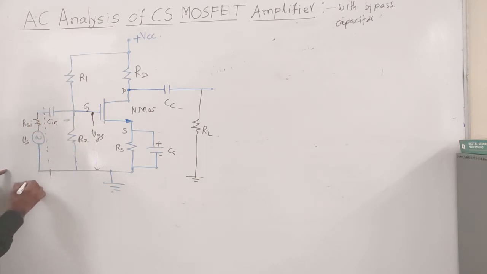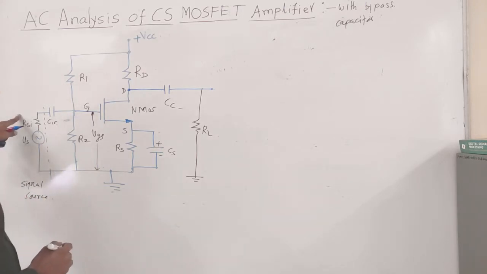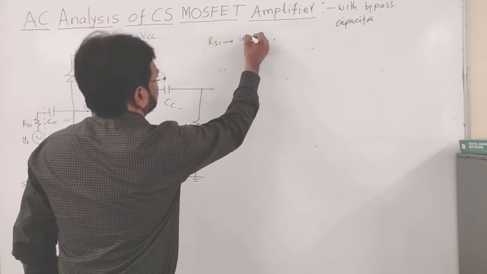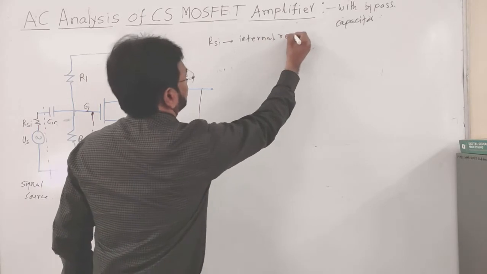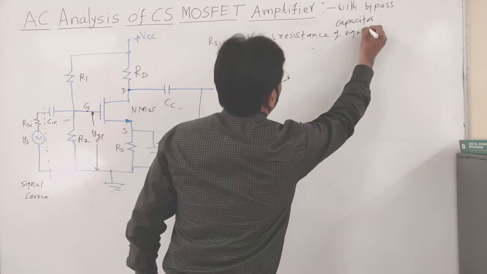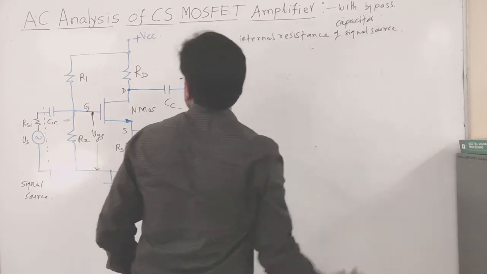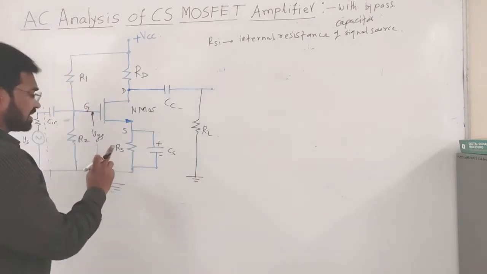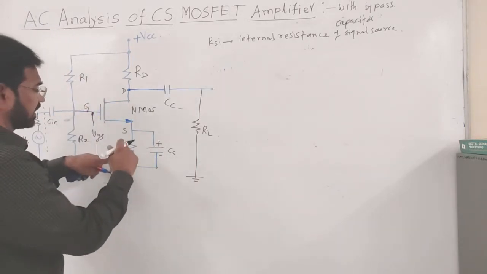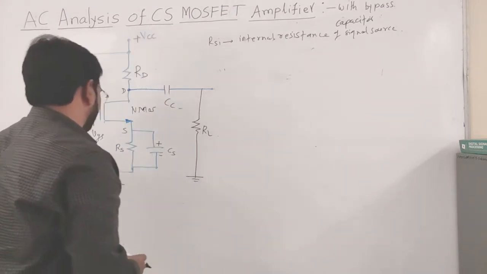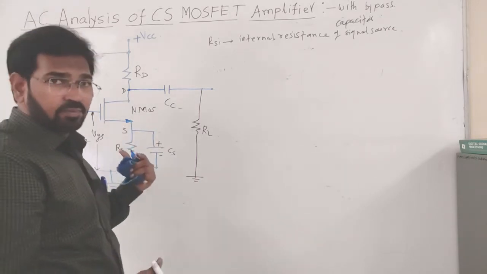So, this is the signal source, and this RSI is the internal resistance of the signal source. Okay. Practically it has some resistance, we are designating it by RSI, whereas this RS is the source resistance, the resistor connected in the external lead of the source. Now, what we have to do? We have to develop the AC analysis circuit for this, okay.